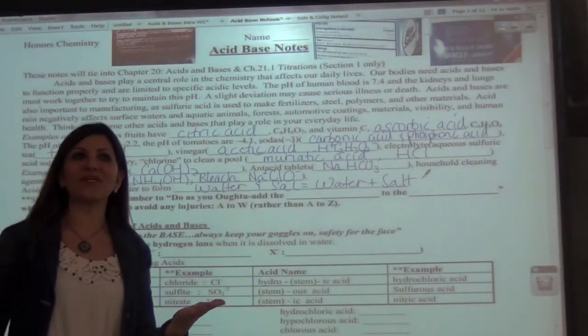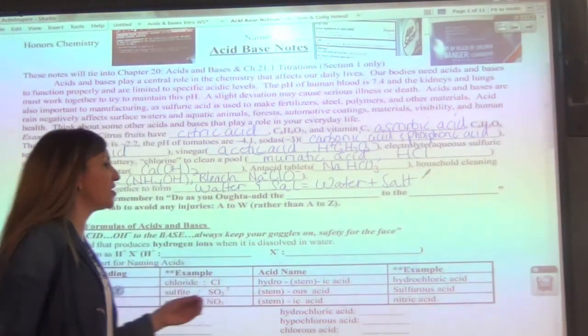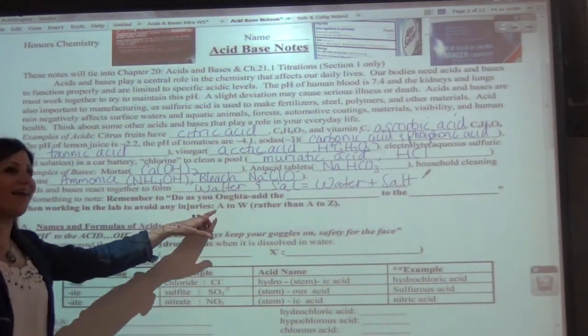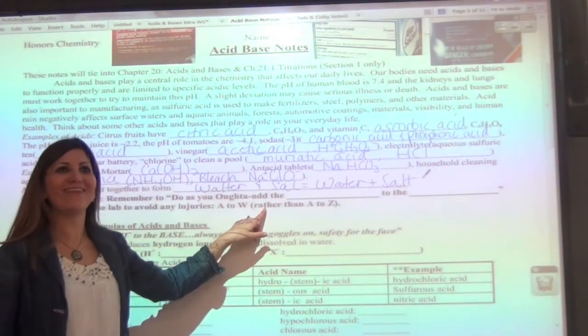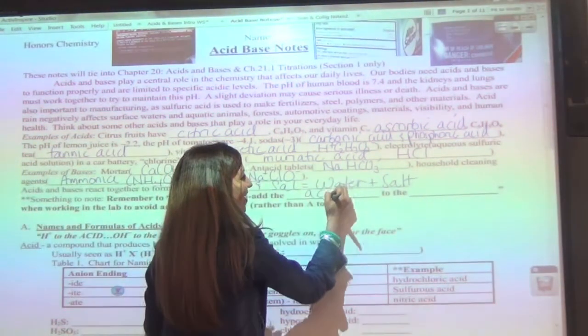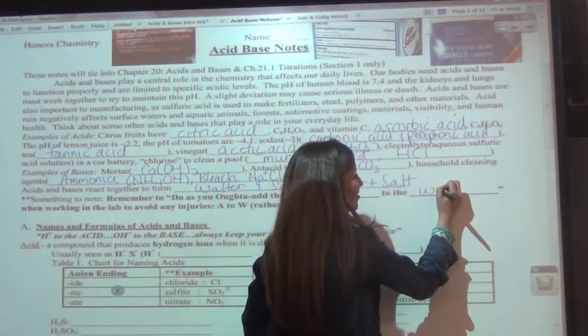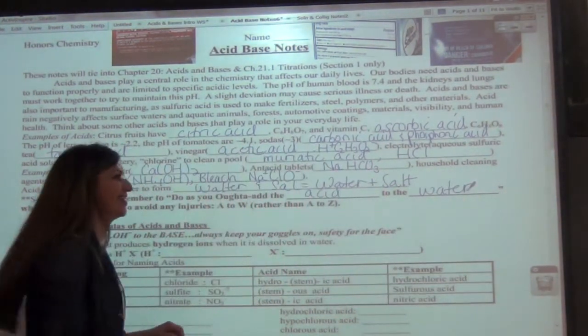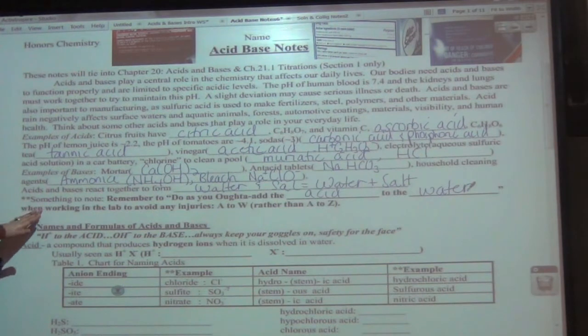I don't know if you remember this from the beginning of the year when we were doing safety. We said, do as you oughta, add the acid to the water. Awesome. Okay, so do as you oughta, add the acid to the water. When you're working in the lab, that's what you would do to avoid injuries.